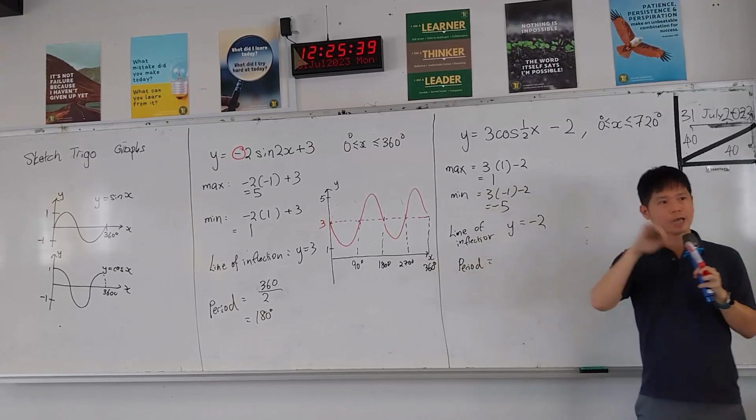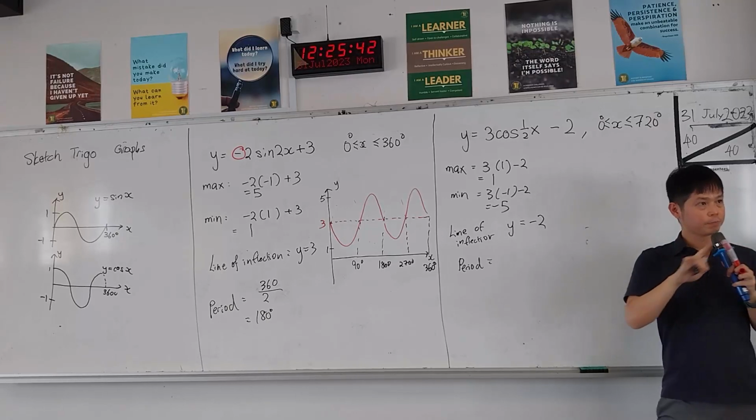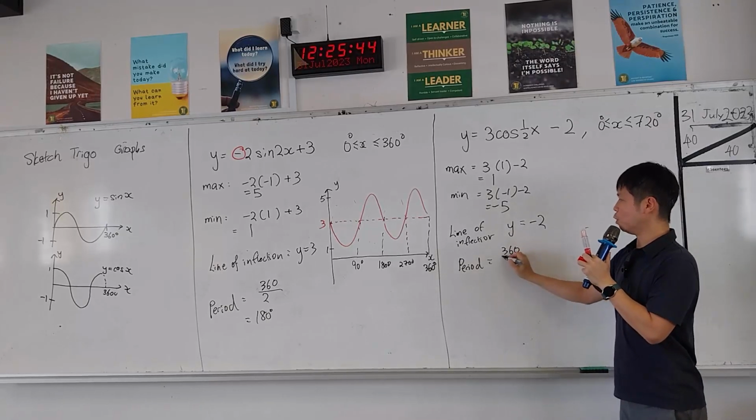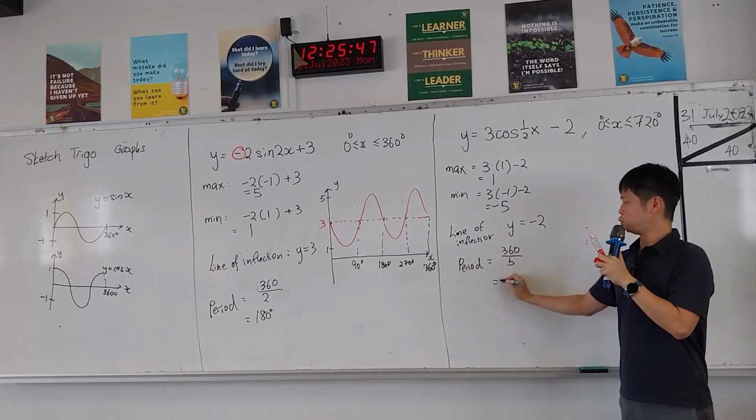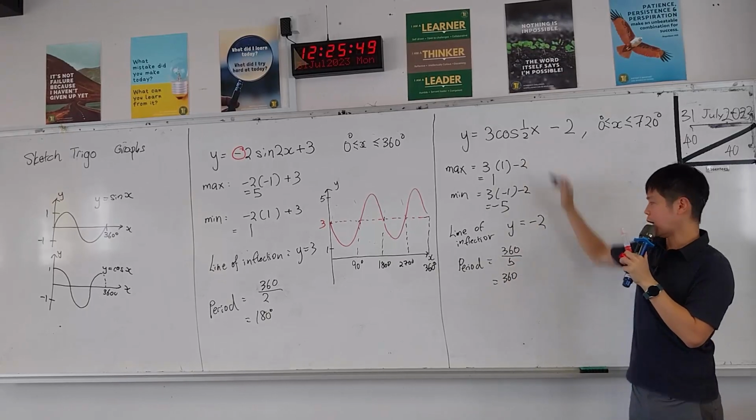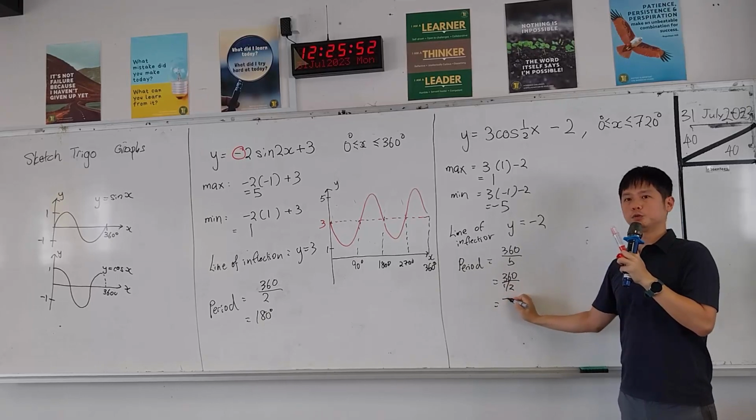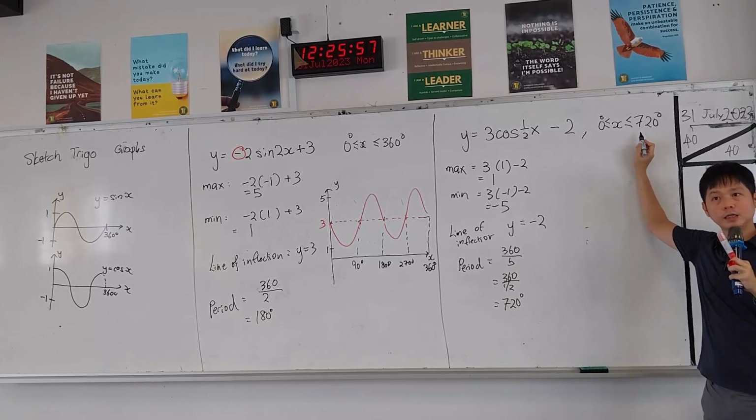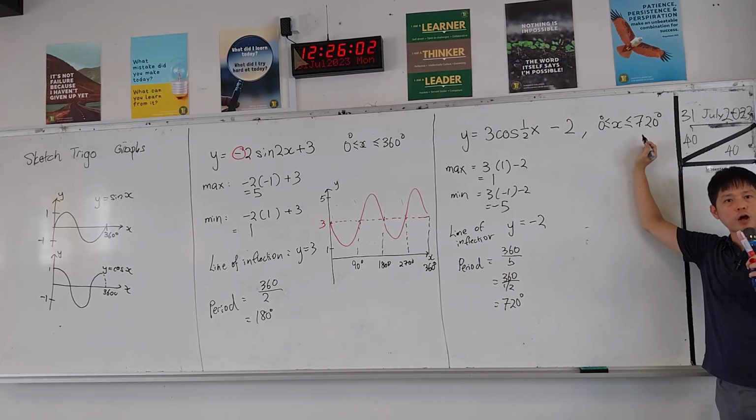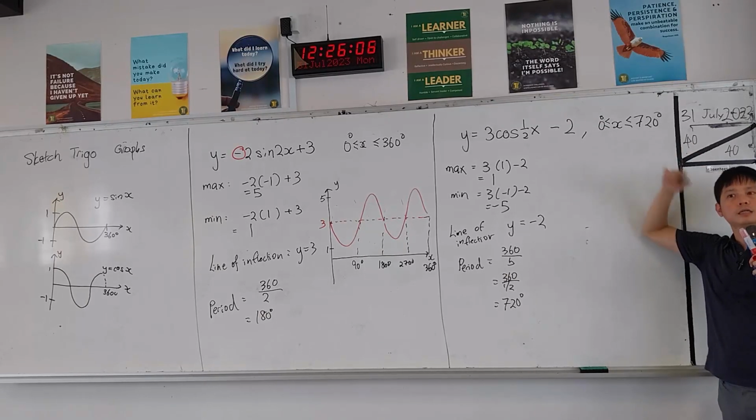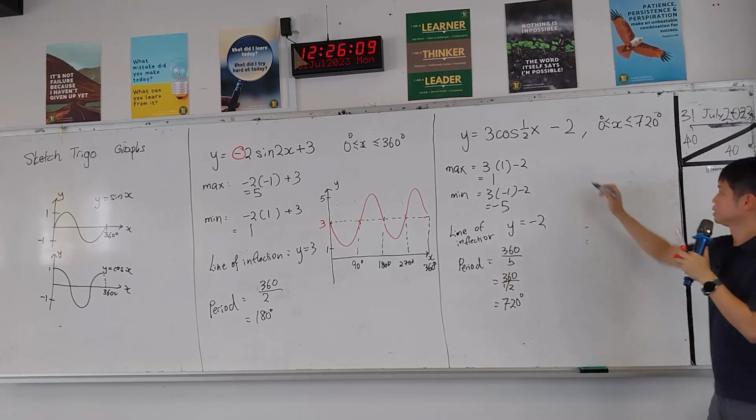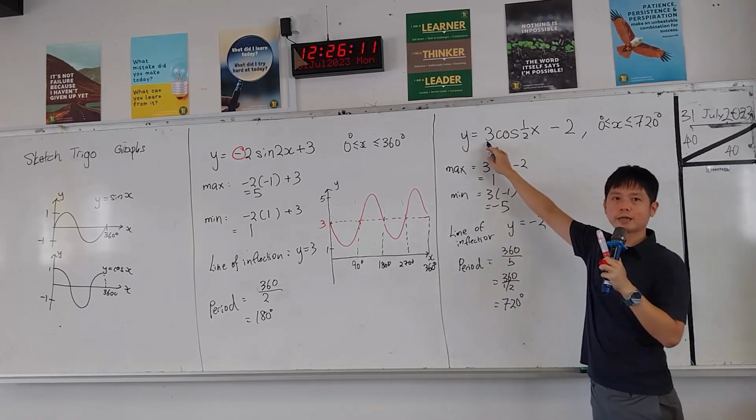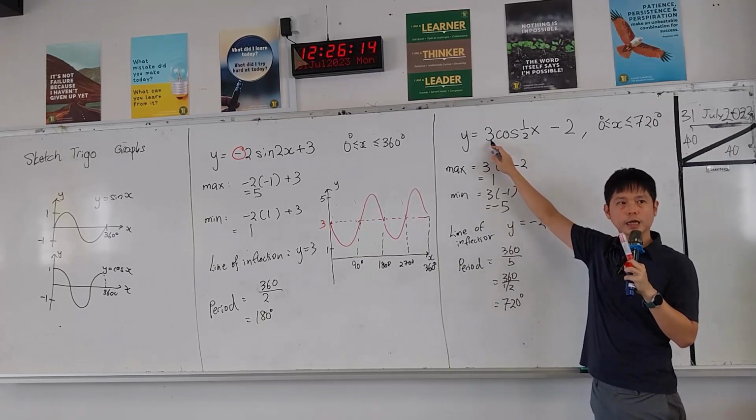And finally, I need the period. Okay, now for period, for sine and cosine are the same. So the period will be 360 over b. So 360 over half equals to 720 degrees. Now, the question asked me to draw until 720. Just nice one cycle. If they ask me to draw until 1440, 2 cycles. If they ask me to draw until 360, just half a cycle. Okay? Now, one last thing to check is not negative, so it's a normal cosine curve.